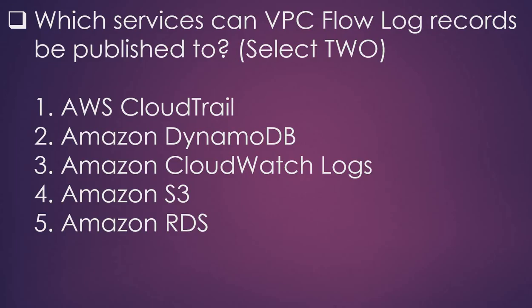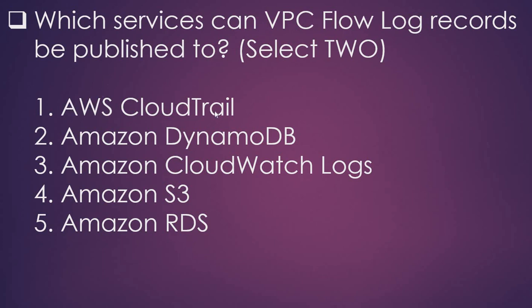Which services can VPC flow log records be published to? So when you enable the VPC flow logs, first understand what a VPC flow log is. A VPC flow log basically captures the traffic flow from the VPC and to the VPC. So where can we publish these logs, so that you can look into them in future or during troubleshooting time?